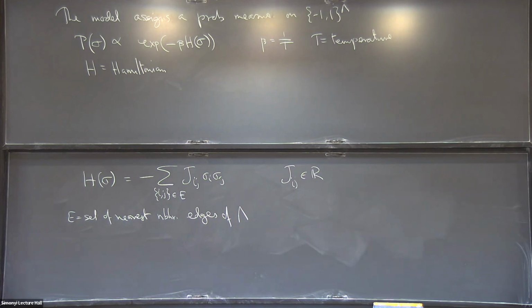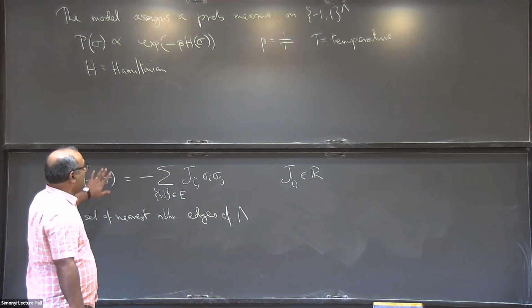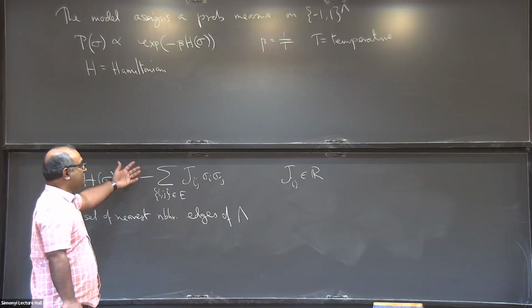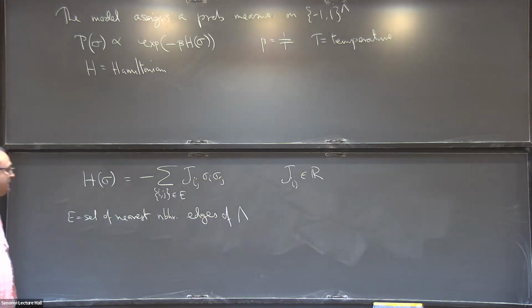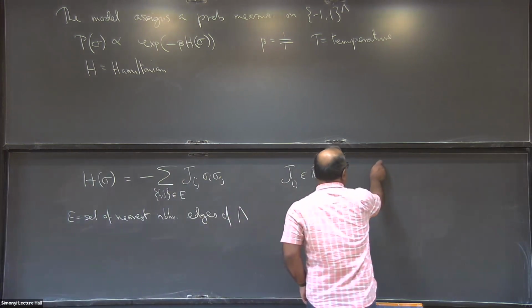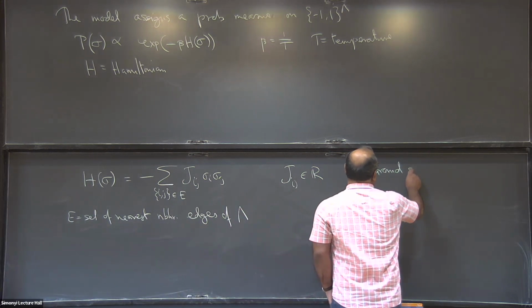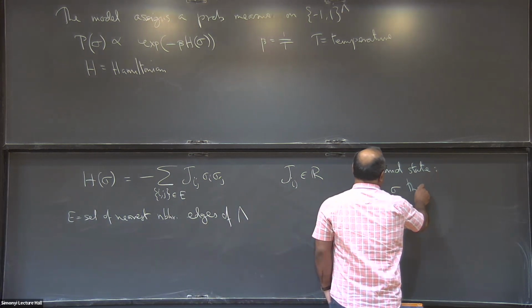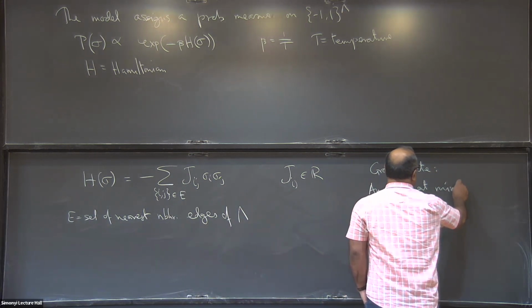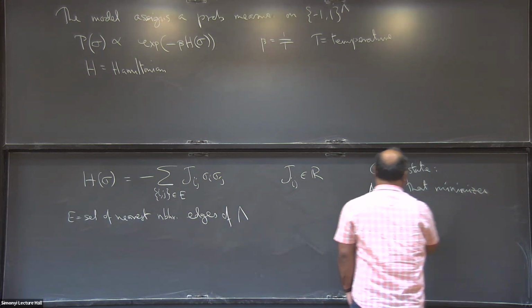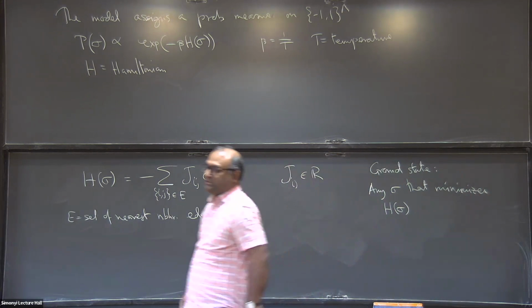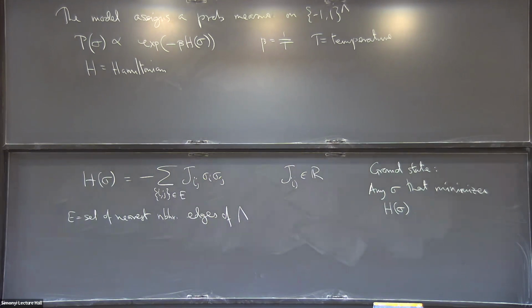So you have this energy function, and you want to define a probability measure which assigns a probability on these configurations. And the ground state is any sigma that minimizes H of sigma. Any configuration that minimizes the energy is called a ground state. A ground state is an energy minimizing configuration.